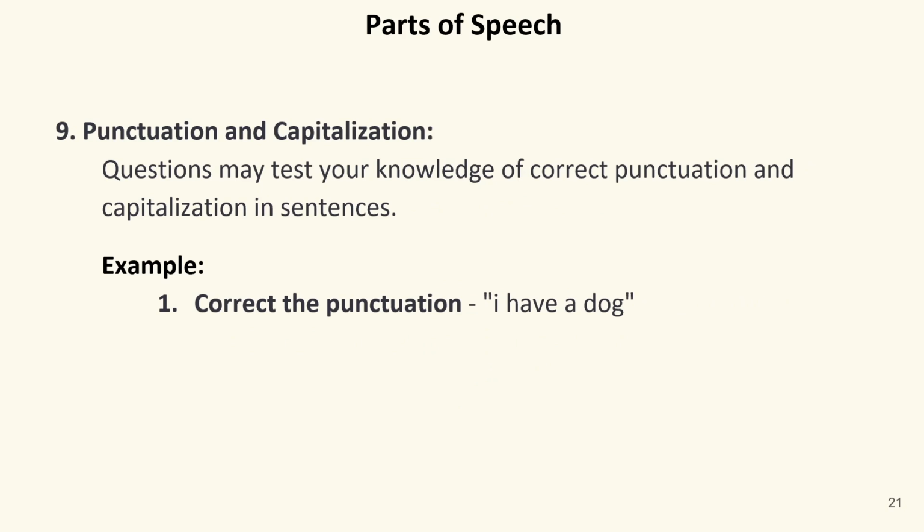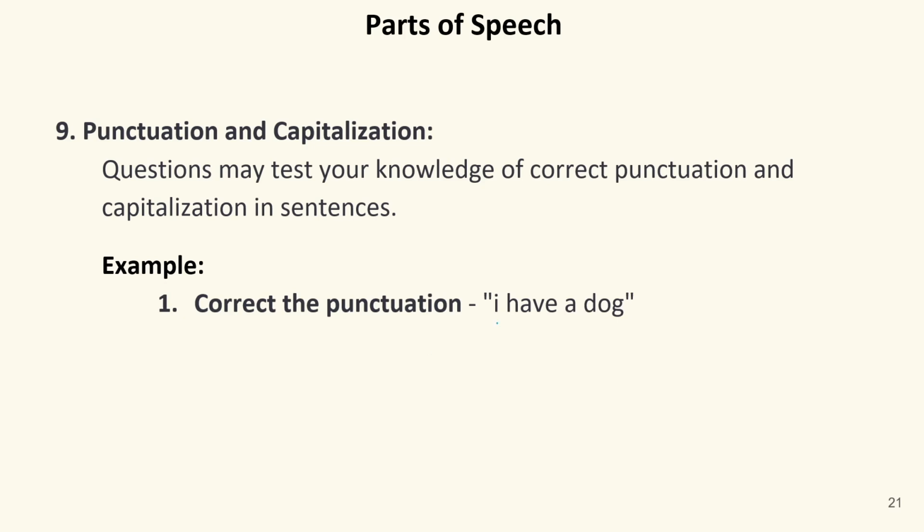Punctuation and capitalization. Now, you should keep in mind about the punctuation marks. For example, the first letter of the sentence should be in capital letters. Proper noun should begin with capital letters. There should be full stop at the end of the sentence. There should be comma when required. So there are several punctuation marks.